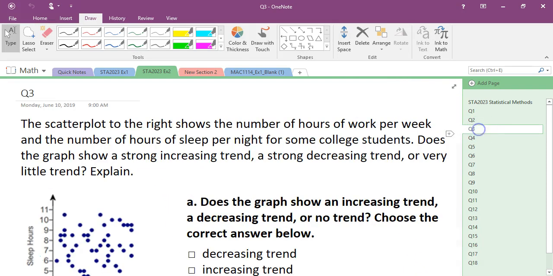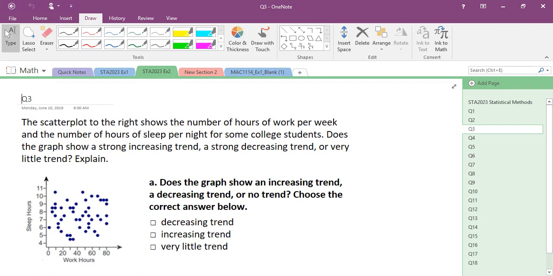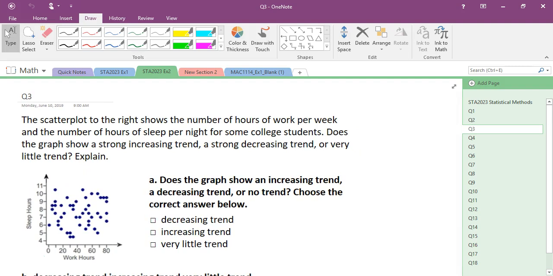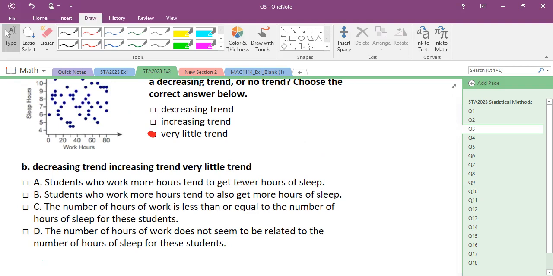Yeah. Question 3. So again, part A, it's asking us about the trend. And then part B, it'll want us to explain the trend. So we got a scatter plot of the number of hours worked per week and the number of hours slept per week for some college students. So, does the graph show increasing, decreasing, or no trend? No trend, or in this case, it would be what we call very little. Very little trend. Okay? And so down below, we need to explain that.